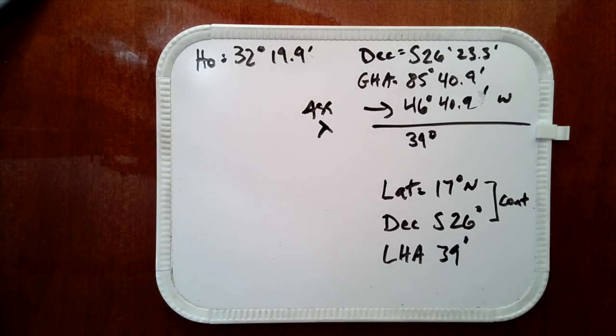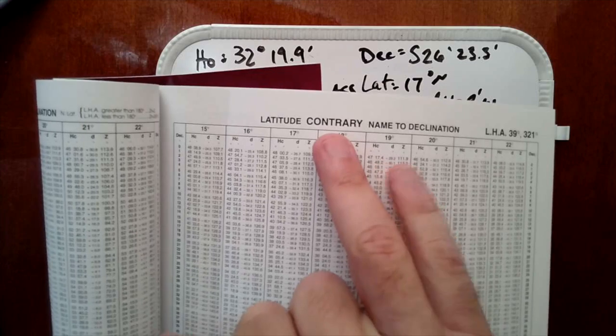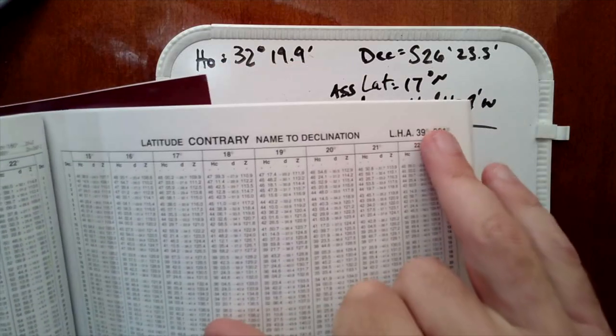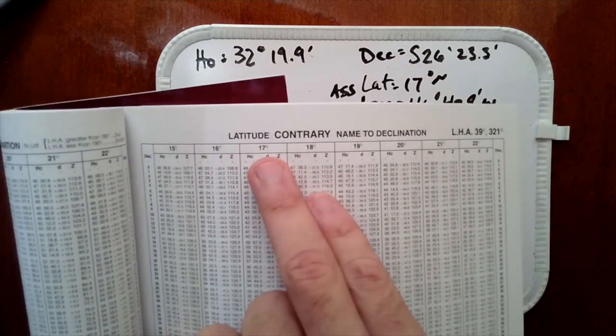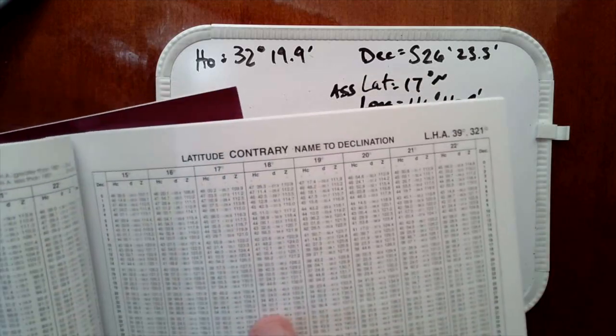That wraps up step 3. We can move on to step 4. So for step 4 of the process, we'll be on the contrary page, our LHA 39, latitude 17, declination 26. And so we can pull out some values here.